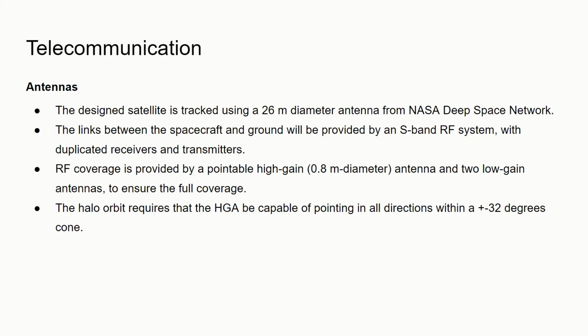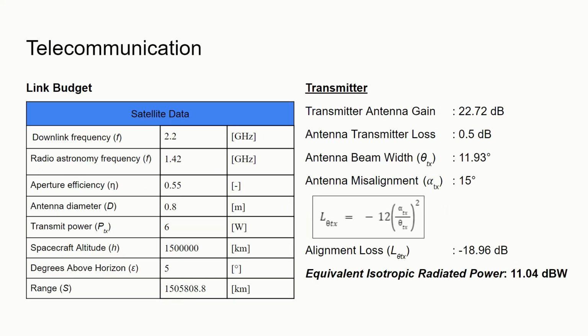Next. For the link budget calculations, we have the satellite data as follows. The calculated transmitter antenna gain has a value of 22.72 decibels, with an antenna transmitter loss of 0.5 decibels, an antenna beam width of 11.93 degrees, and a misalignment of 15 degrees. Therefore, we can apply the alignment loss of the transmitter of minus 18.96 decibels. And the calculated equivalent isotropic radiated power has a value of 11.04 decibel watts.